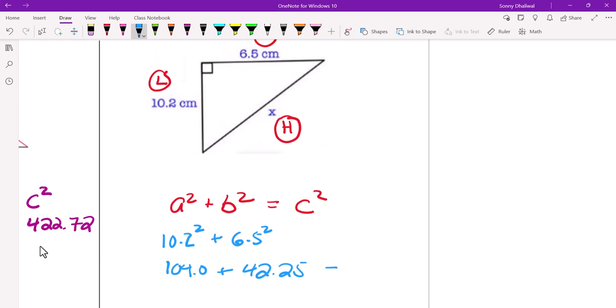42.25. The answer is 146.25. Hands up, Xavier. What is it, Xavier? 146.29. All right. So, we did Pythagoras there. Is that the missing side? Chloe's shaking her head and saying no.